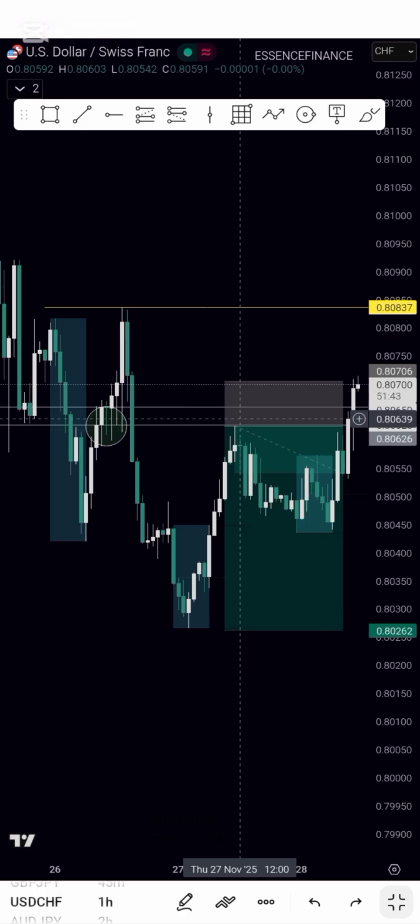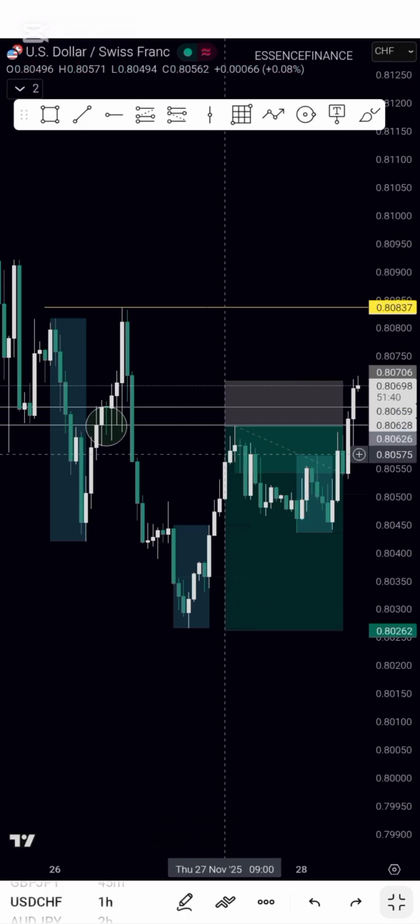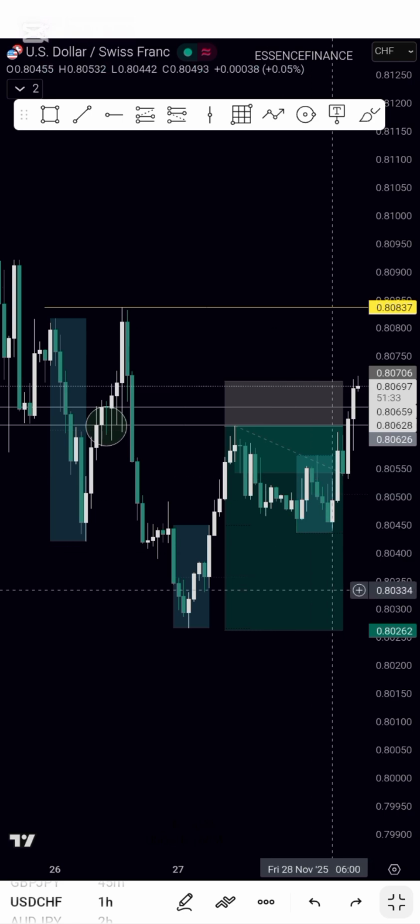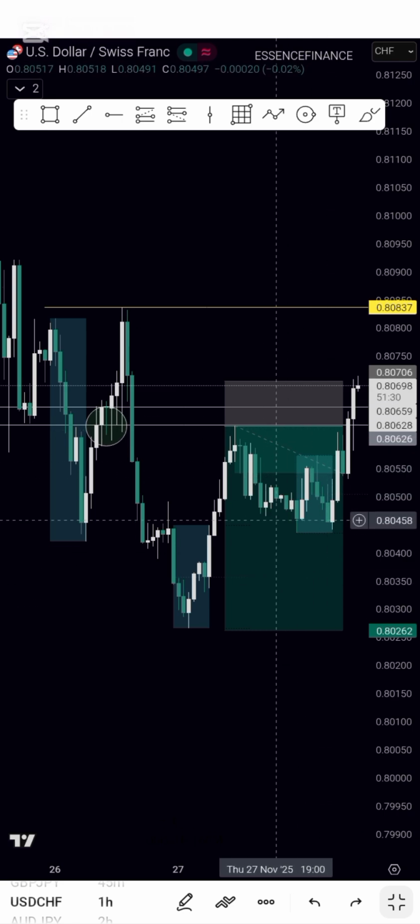I don't think I'll be going to it because that is when price flipped 2 consecutive candles as a break, and then I just played that key level. And so I had 2 entries. I had 2 entries on this trade.